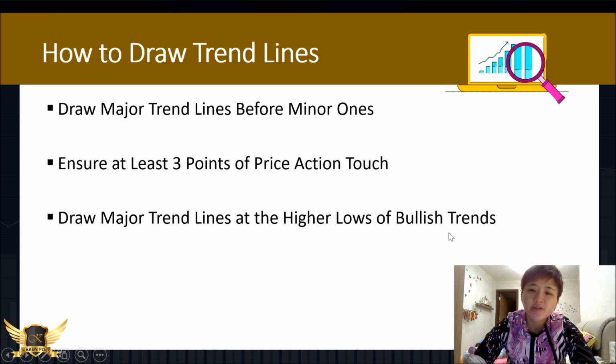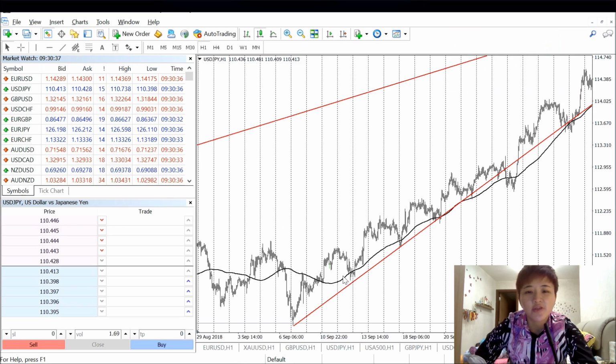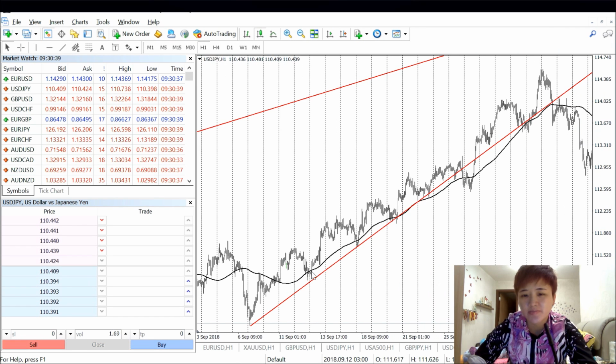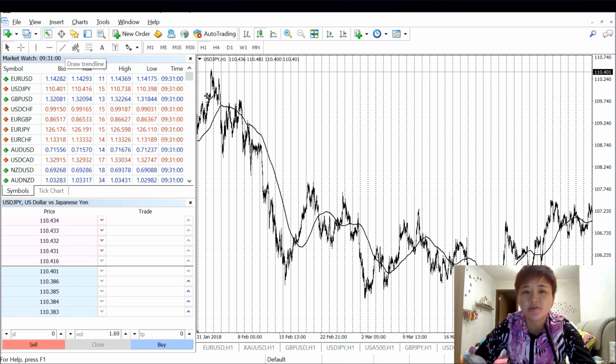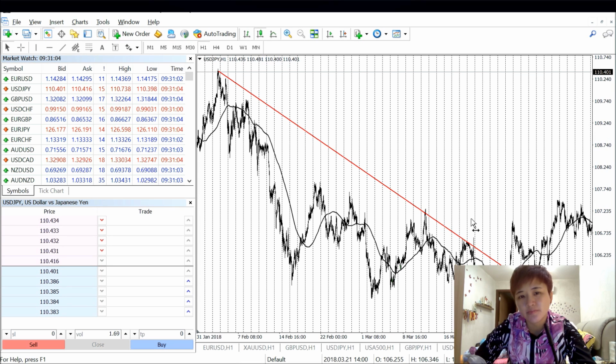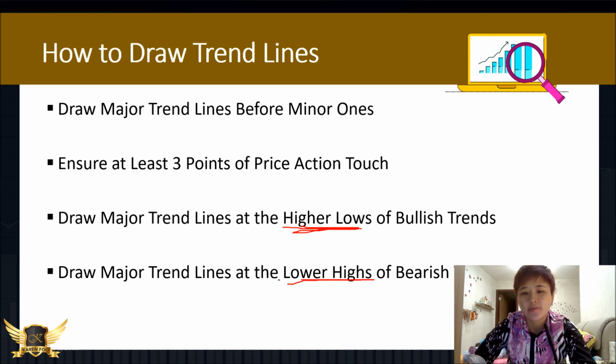So if you are trading in a bullish trend, you draw it at higher lows. For example, like this, higher lows. Okay? So if the trend line is sloping upwards, you are looking for a buy trade. In other words, if the trend line is sloping downwards like that, you have lower highs, then you're looking for a sell trade. In a bearish trend, you will draw your trend lines at the lower highs.